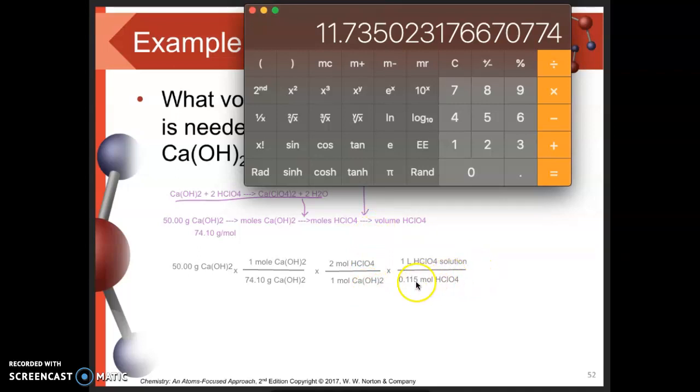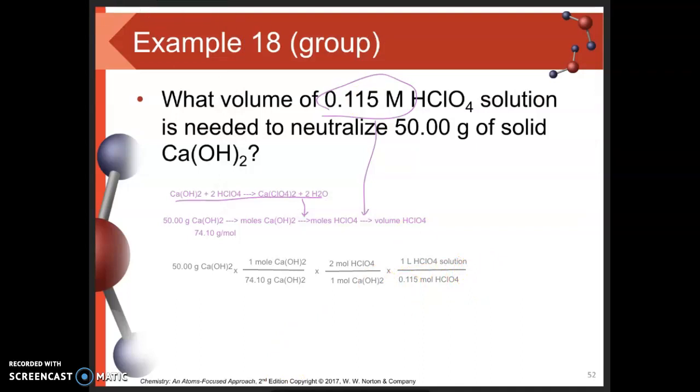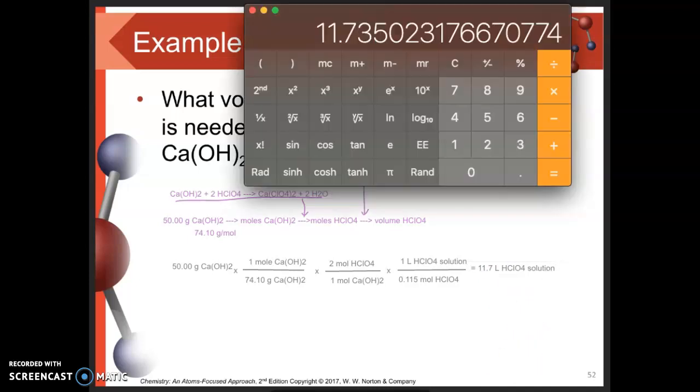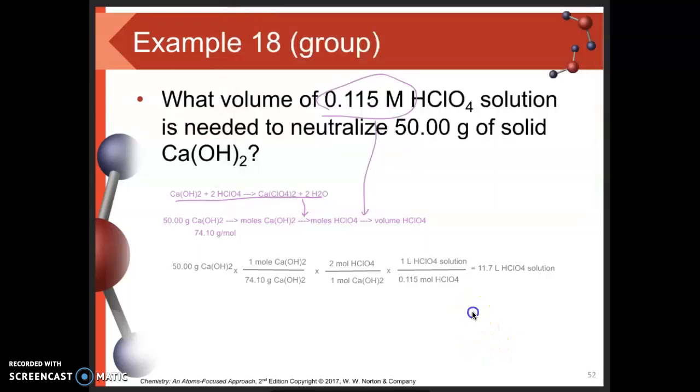So to 3 significant figures, again 3 because of our concentration here only having 3 sig figs, this would take an incredibly large amount of acid, 11.7 liters of HClO4 solution at this particular concentration. Now, if this number were not so large, if this was a decimal number, it would be pretty common to see this number multiplied by 1,000 to get into milliliters. However, that's really not necessary in this particular case.